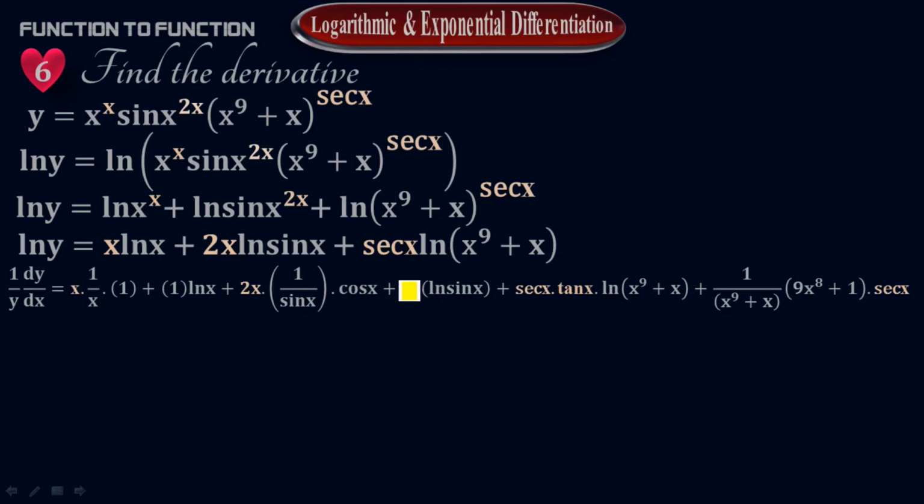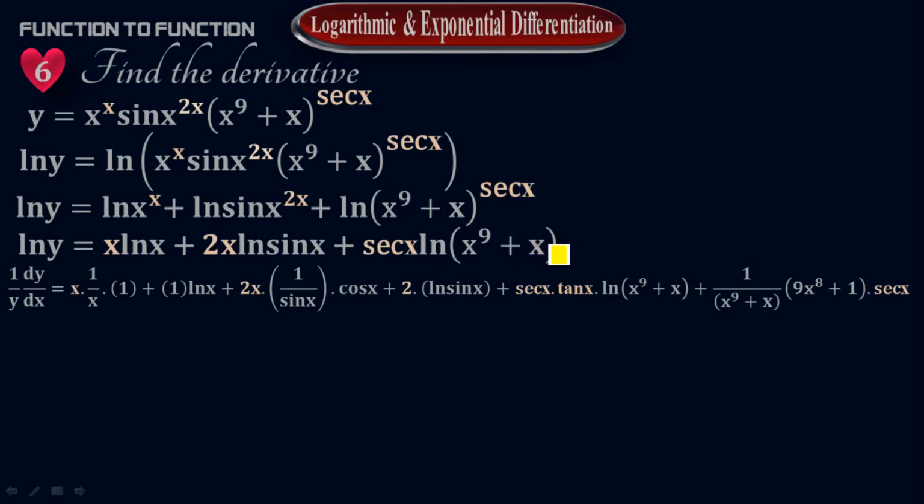Plus, and then on the other side, take the derivative of the first function, which is 2x. So derivative of 2x is 2, and then put the other function as it is. Put natural log of sine x as it is, plus, and then comes the third term, which is secant x into natural log of x to the 9 plus x.